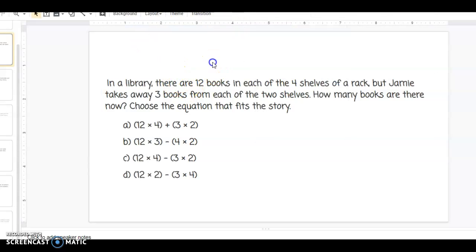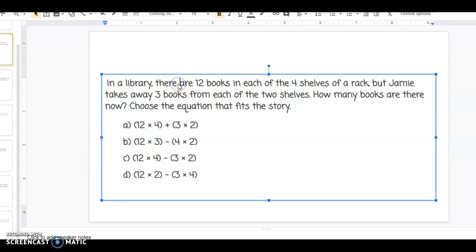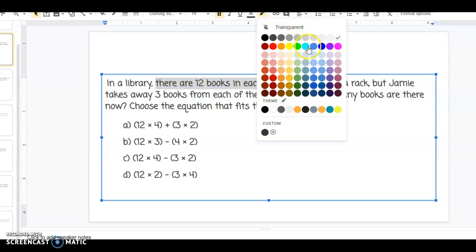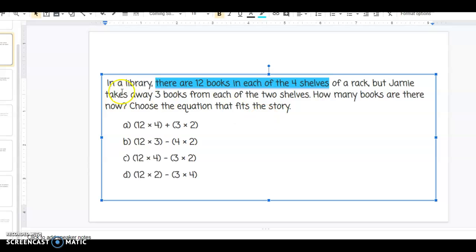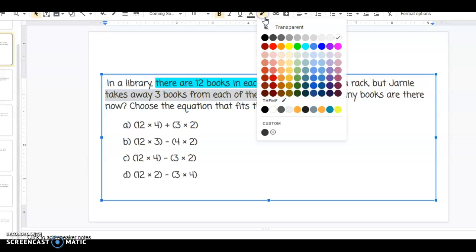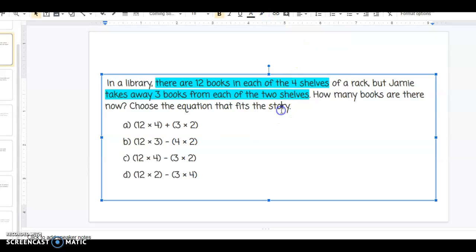So I want to look at what I actually have. I'm going to use my little highlighter tool here. I know that there are 12 books on each of the 4 shelves. So I'm going to highlight that because that's pretty important information. And then I know Jamie takes away 3 books from each of the 2 shelves. So she's taking away something. We know that take away means subtract. So I need to look at first what equation would address this part of my problem. This is what I need to address first.